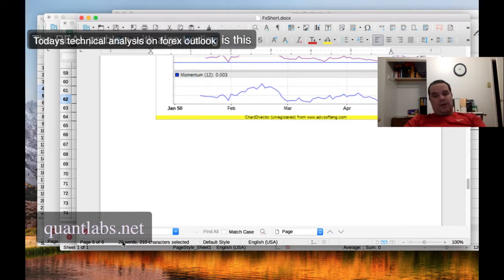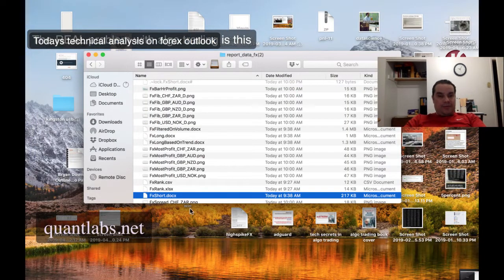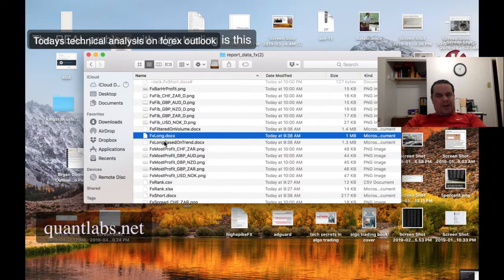Okay, let's take a look at the longs. There's two types of charts that come out of this lot here. The first one is just a generic one, and then we have two other ones. Actually, we have three, based on trend, based on volume.